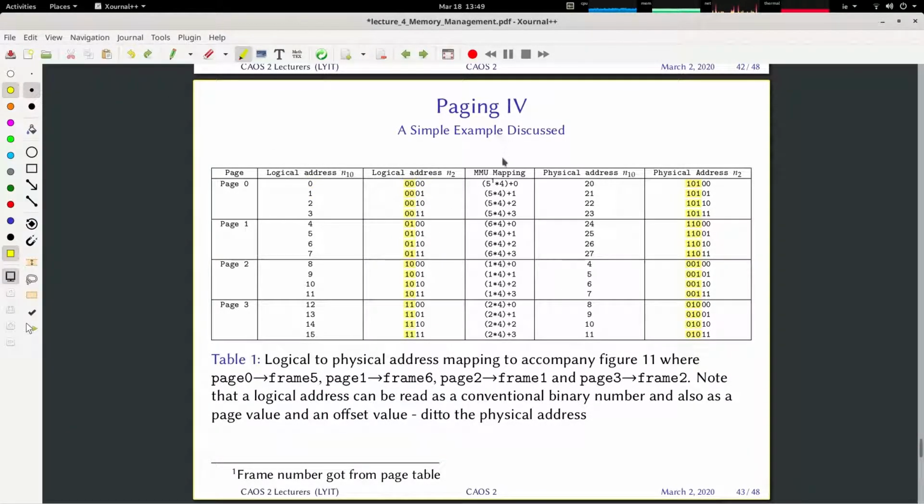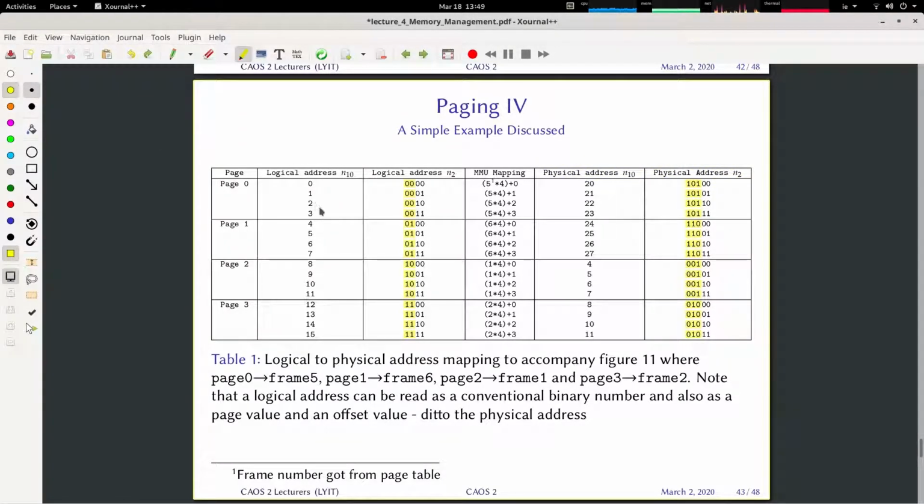There's also a column for the MMU mapping. We'll come back to that in a second, but this is the arithmetical transformation carried out by the memory management unit as it converts logical addresses into correct physical addresses. The final two columns are set aside for the physical address, which is given first in decimal format and then in its binary representation as well.